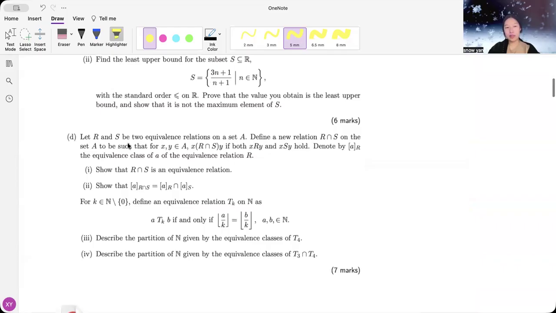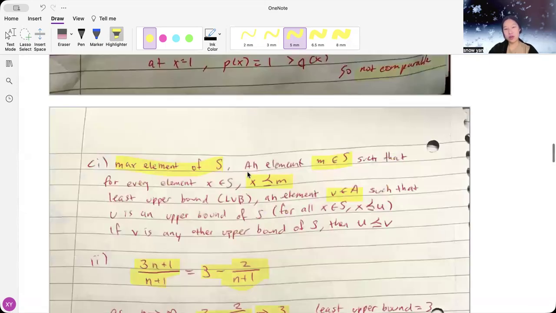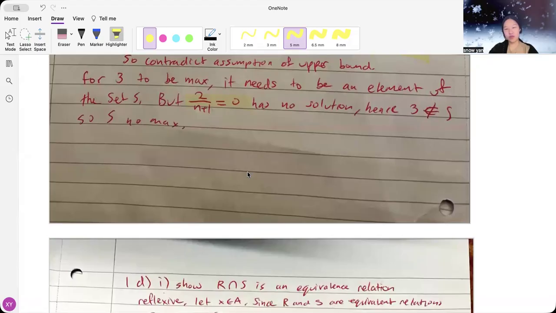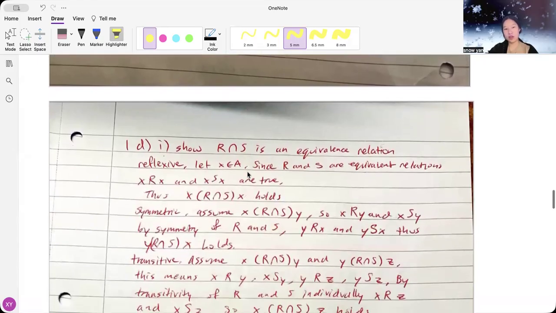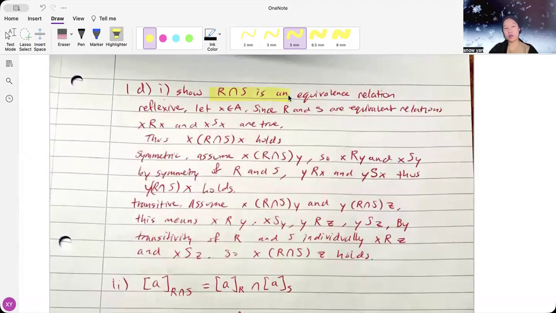Okay, now part D. Let R and S be two equivalence relations on set A. Define a new relation R and S on the set A such that for X, Y in A, X (R and S) Y if both XRY and XSY hold. Denote by [a]_R the equivalence class of a of the equivalence relation R. Show that R and S is an equivalence relation. Okay, so to show an equivalence relation, you have to show that it's reflexive, symmetric, and transitive, right? So we're going to do exactly that.